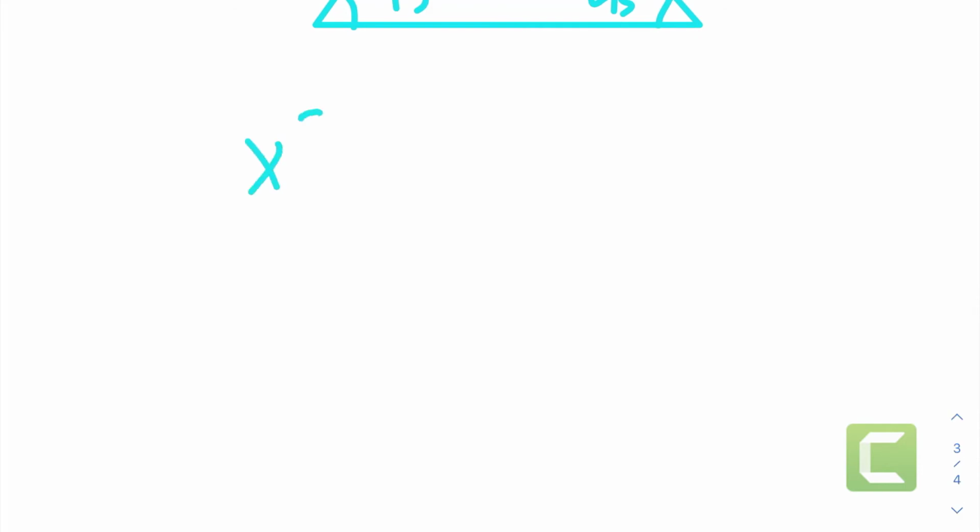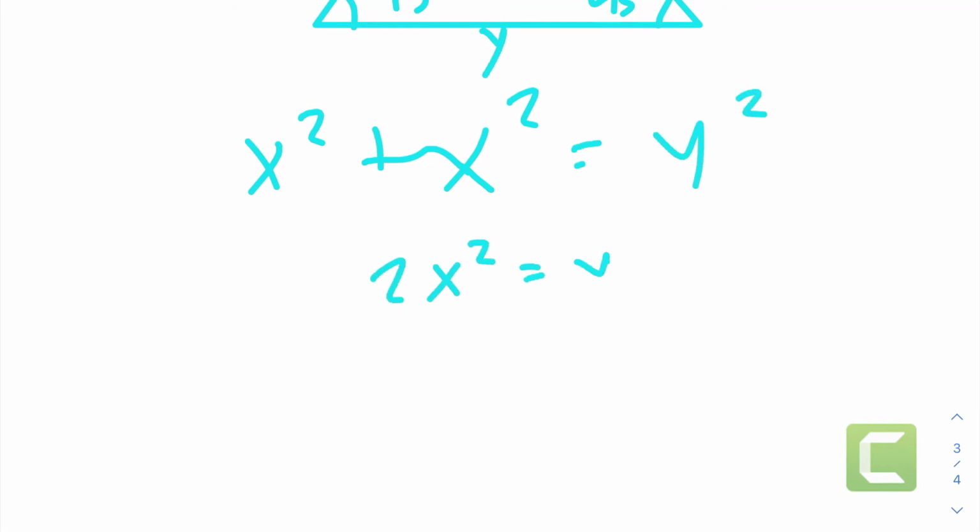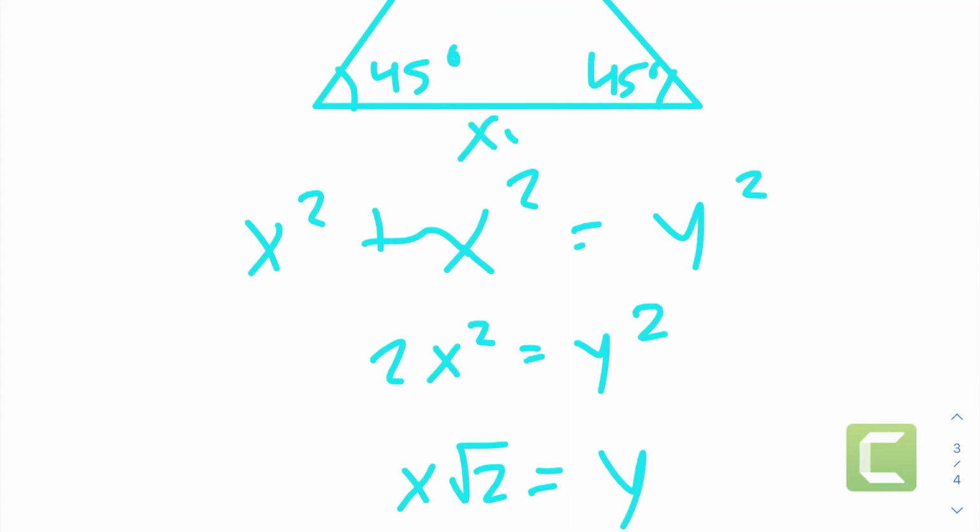We have x squared plus x squared. This time we'll just label this side y is equal to y squared. So 2x squared is equal to y squared. And if we take the square root of both sides, we see that x root 2 is equal to y. So this side must be x root 2.